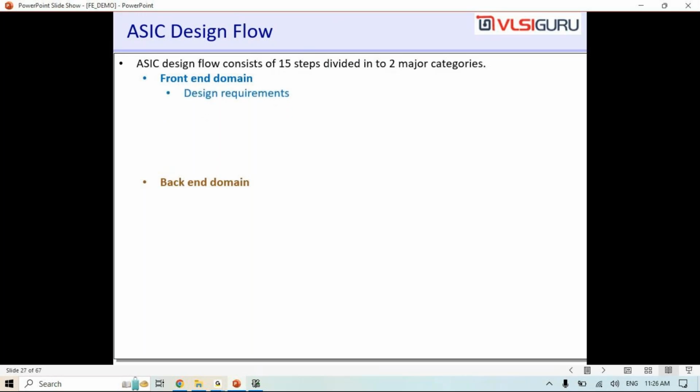The front end domain starts with what? Requirements. You can exactly correlate. The way you construct a house, what is the first thing you started with? Requirements. Here also it starts with requirements.